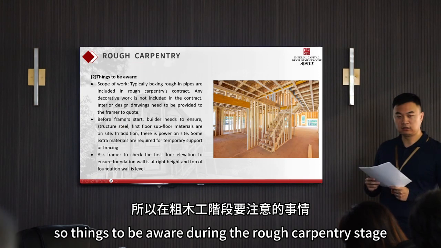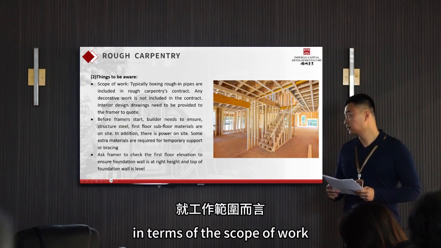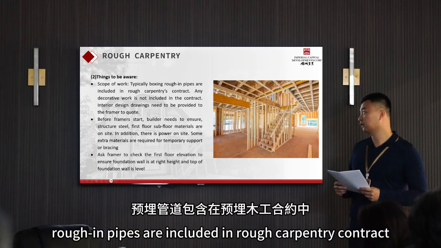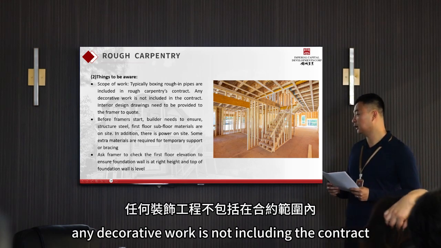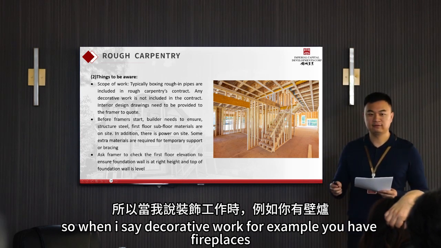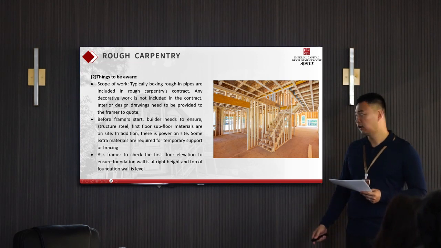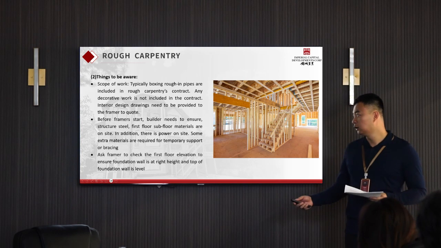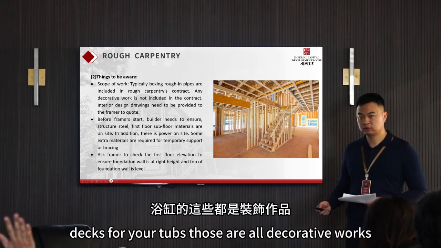So things to be aware during the rough carpentry stage. In terms of the scope of work, typically boxing roughing pipes are included in rough carpentry's contract. Any decorative work is not included in the contract. So when I say decorative work, for example, you have fireplaces, you have coffer ceilings, you want to do special decks for your tubs. Those are all decorative works.